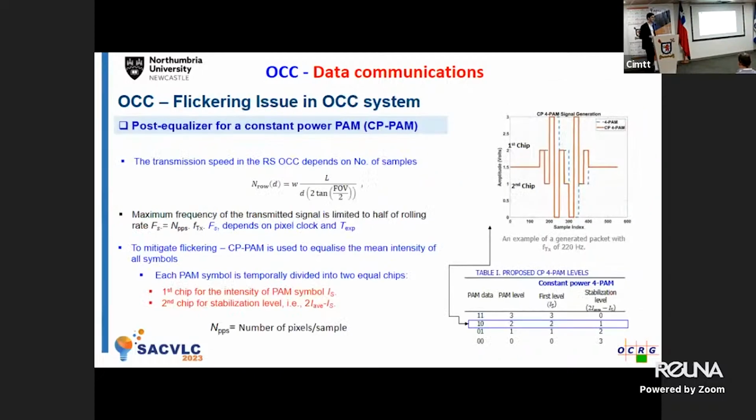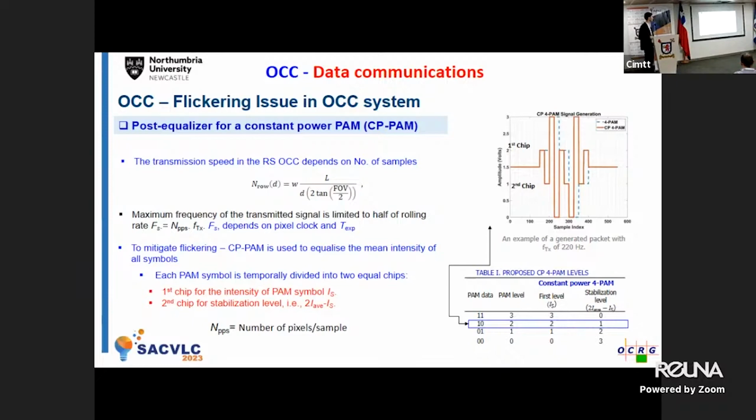Okay, moving forward, dealing with the flickering problem. What we do here is we have a signal and we want to transmit it without the need for a flickering concept. So how do we tackle this? Imagine each symbol is divided into 2 chips, and the aim is to equalize the power of these chips. Each symbol has to have the same power level in order to avoid flickering.